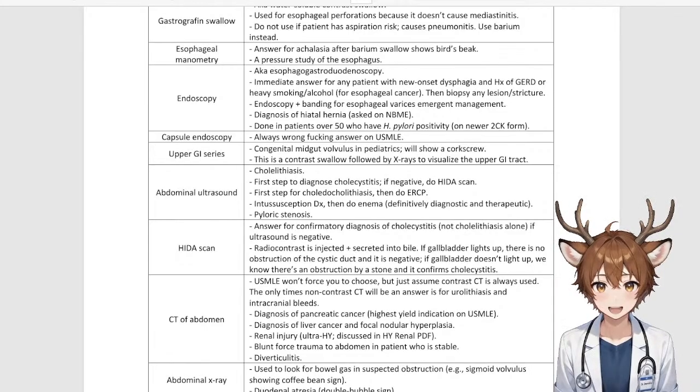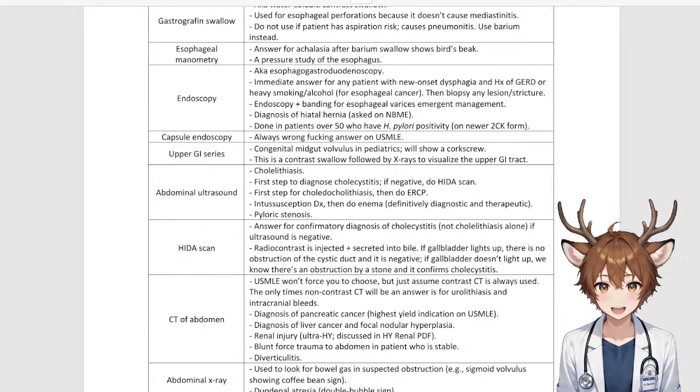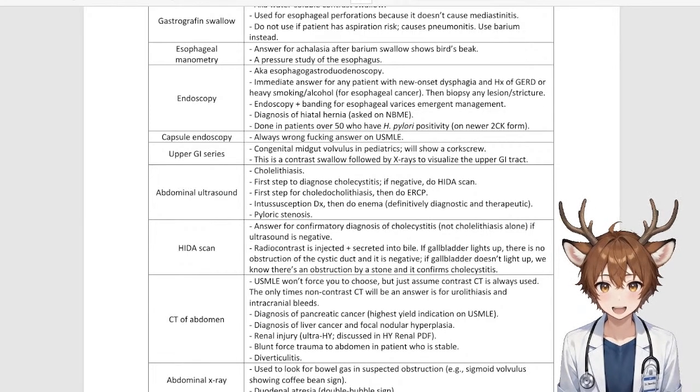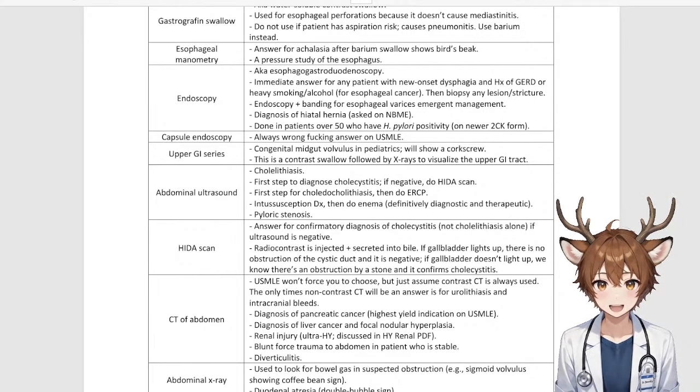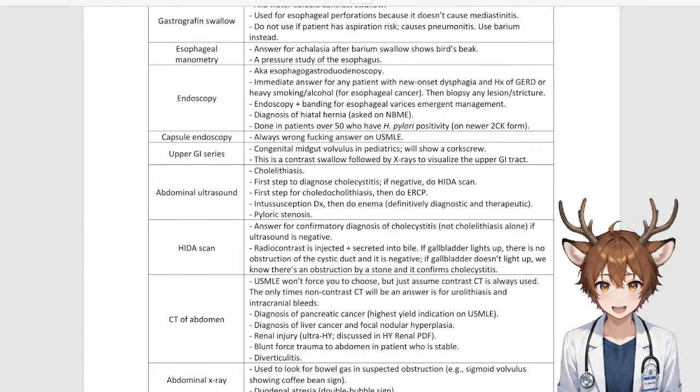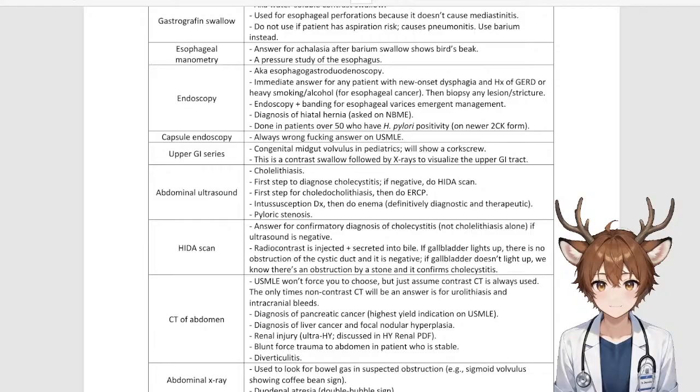Capsule endoscopy. Always the wrong answer on USMLE. So never do capsule endoscopy. That's always the wrong answer. If you see that, don't choose it. Upper GI series: congenital midgut volvulus in pediatrics will show a corkscrew. This is in contrast to swallow studies, and uses x-rays to visualize the upper GI tract.